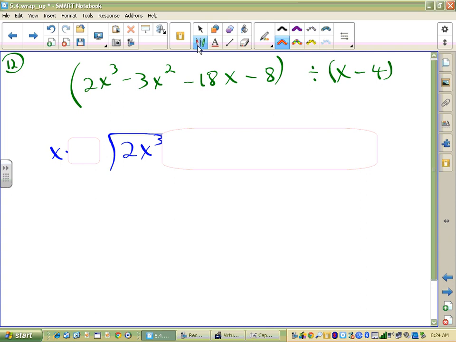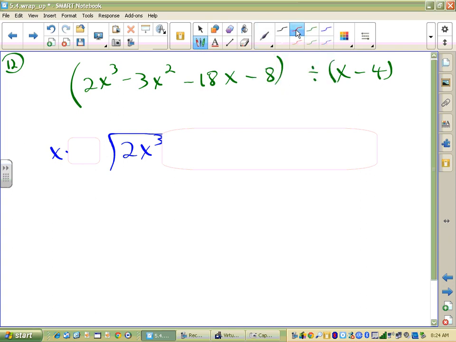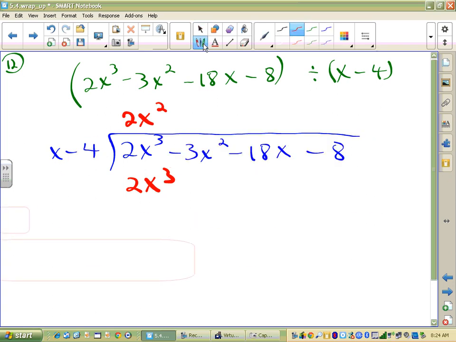So how many times will I ask myself why? This is going to be 2x squared and I get 2x cubed. And now I got to think back to that most magnificent McDonald's, okay? So now I got to bring all this stuff back. And I'm multiplying 2x squared by x minus 4, so I get 2x cubed minus 8x squared. And then I got to subtract. And this is the part that people who were trying this on the worksheet were dropping the ball on.